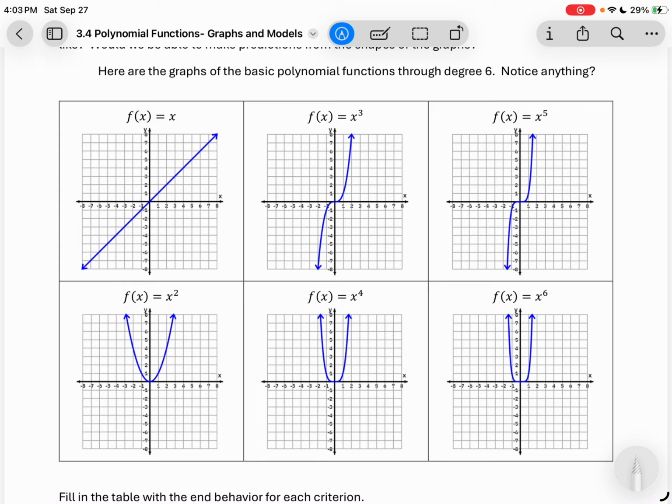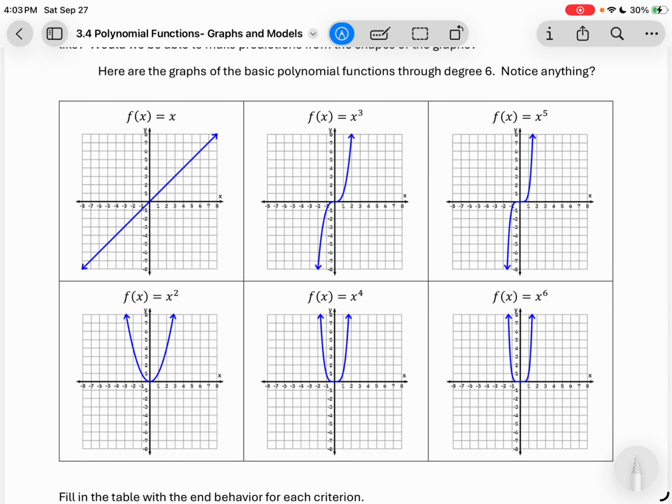If you go to the left, what are the y values doing? They aren't going straight up, but they are going down to negative infinity. So they all have the same kind of end behavior there. And if we look at the even powers in the second row, their end behavior, whether you go to the right or to the left, the y values are going up in each instance.